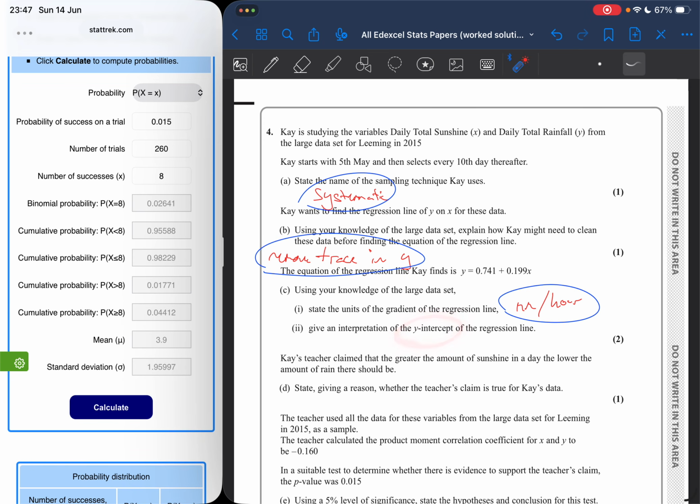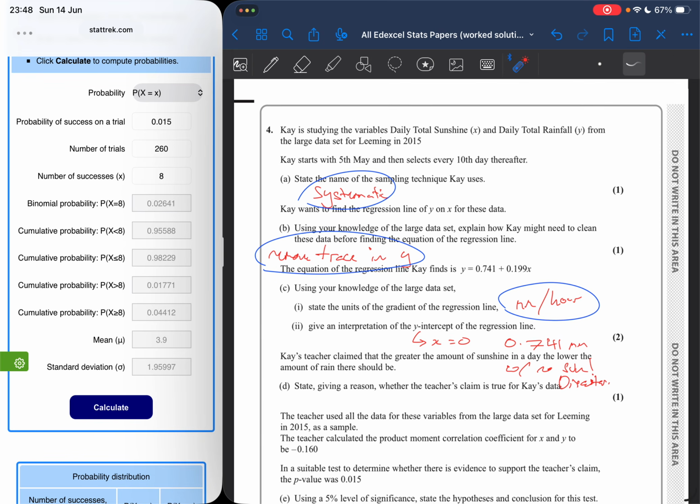Next one, interpretation of the y-intercept. So that's this one. What that's really saying, well, y is rainfall, x is sunshine. The y-intercept really means that if x is 0, what's y? So this happens when x is 0. If we had no sun, if the sun never rose, what would happen? Well, it would still rain, wouldn't it? Yeah. If the sun rose, it would still rain, wouldn't it? 0.741 millimeters of rain with no sun. Disaster.